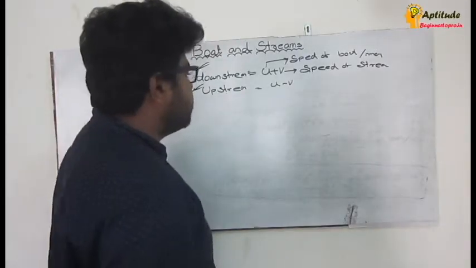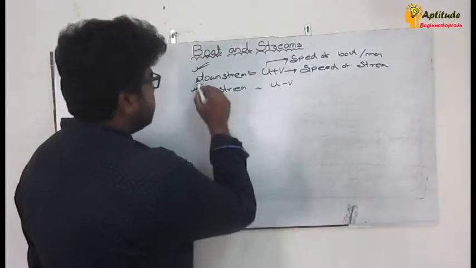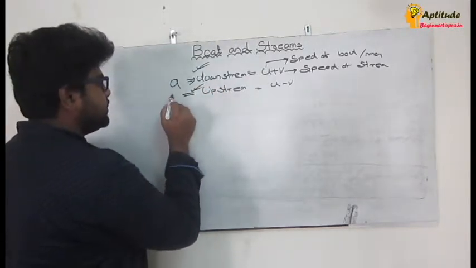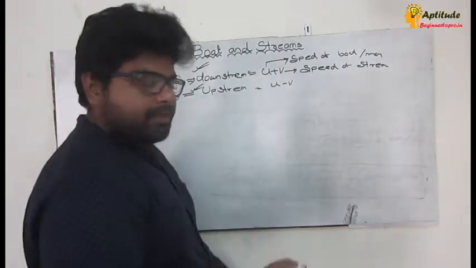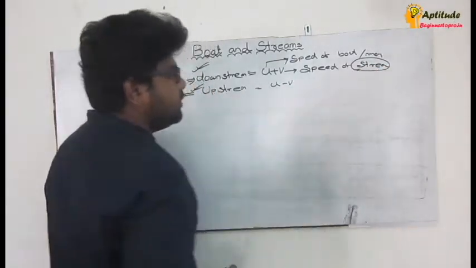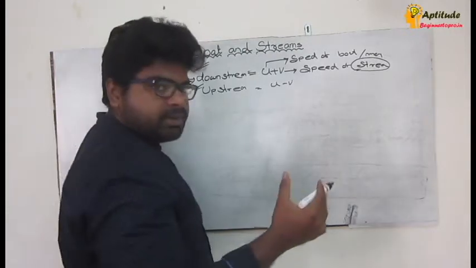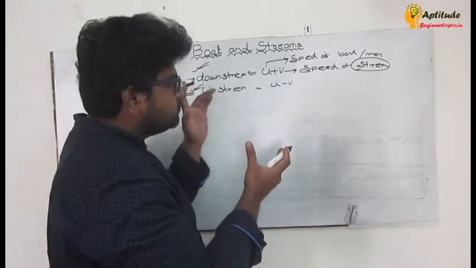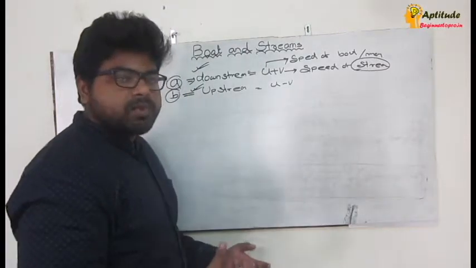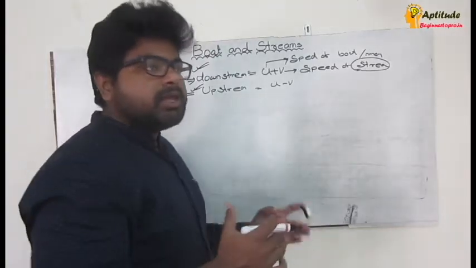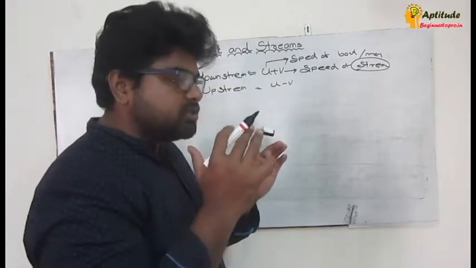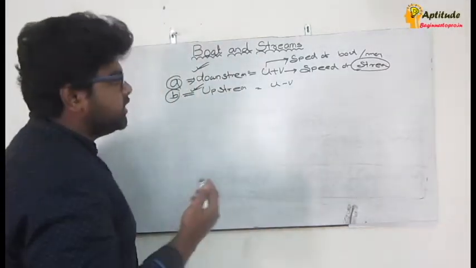Come to the next concept. If the downstream speed is given, let it be A, and the upstream velocity is B, we have to calculate the speed of the stream. Then what can we do? We have to derive the formula. Don't remember this formula, just derive it, then you have no need to remember these things. You can just analyze and the formula will come out simply.